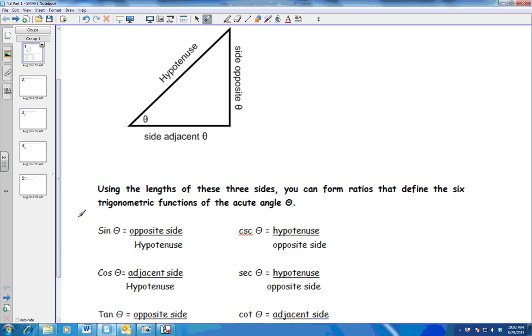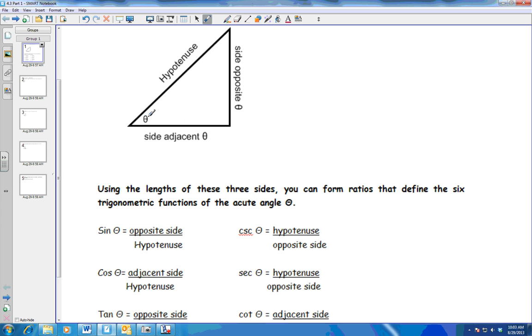And this is how I always remember my exact values for all of the angles. I don't think of the unit circle, I think of my special right triangles. So first of all, you've probably seen this back in geometry. Okay, let's review some basic terms.